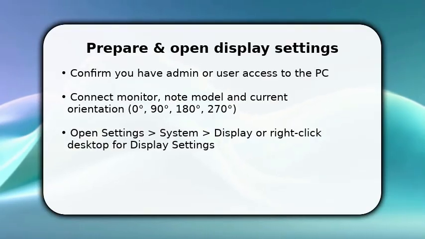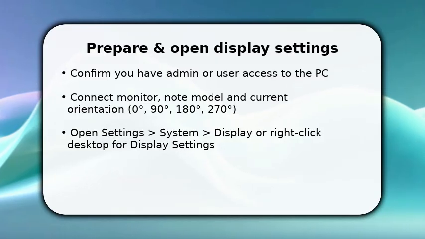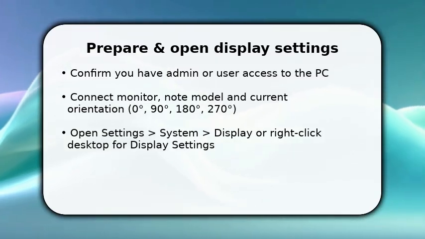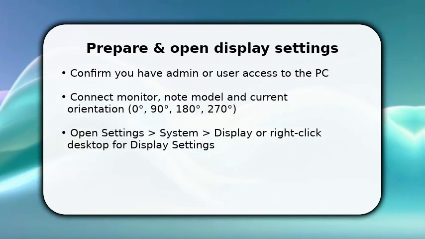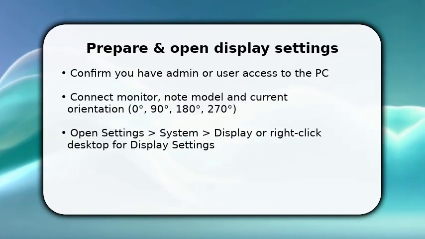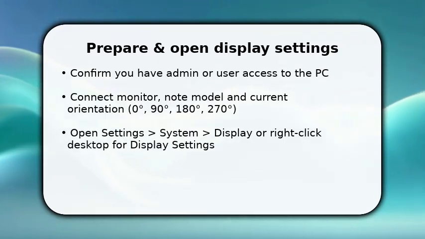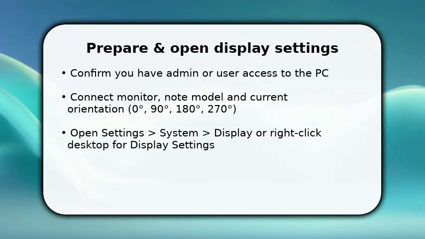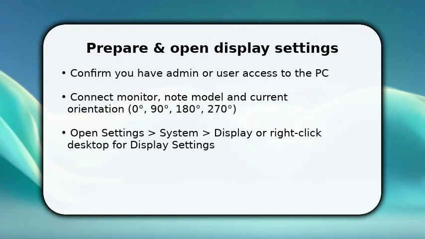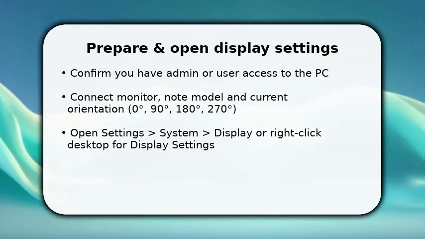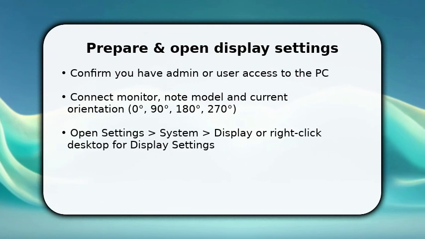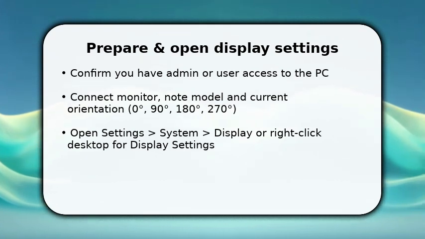You start by verifying access and the physical connection. You need the display active and the correct input selected. Once open, go directly to Settings System Display or right-click the desktop and choose Display Settings. This brings up resolution and orientation controls. Make sure multiple monitors are identified so you select the correct screen. You do this now because changing orientation on the wrong monitor wastes time and risks confusing window positions later.